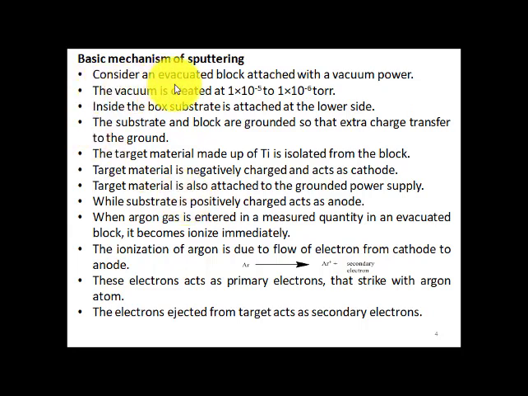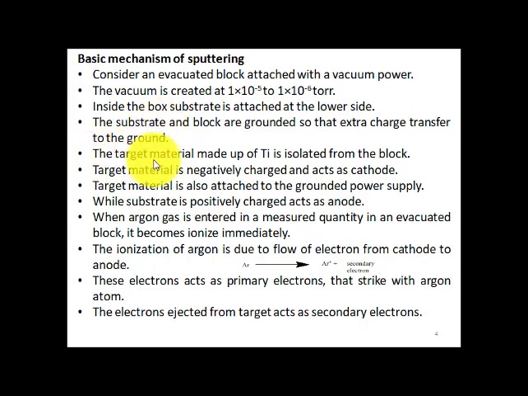For example, we consider an evacuated block which is attached to the vacuum power. The vacuum power is used to evacuate the block. This vacuum is created at 10 raised to power minus 5 to 10 raised to power minus 6 torr, to attain a very low pressure inside the box. Inside the box, the substrate is attached at the lower side. The substrate and block are grounded so that extra charge transfers to the ground. The substrate is the material on which we will deposit a thin film.